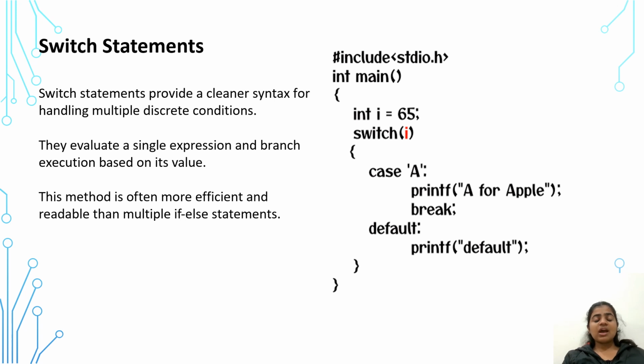Switch statements. As you see in the example on the slide, it starts with #include <stdio.h> and int main open bracket. Switch statements provide a cleaner syntax for handling multiple discrete conditions. They evaluate a single expression and branch execution based on its value. This method is often more efficient and readable than multiple if else statements.